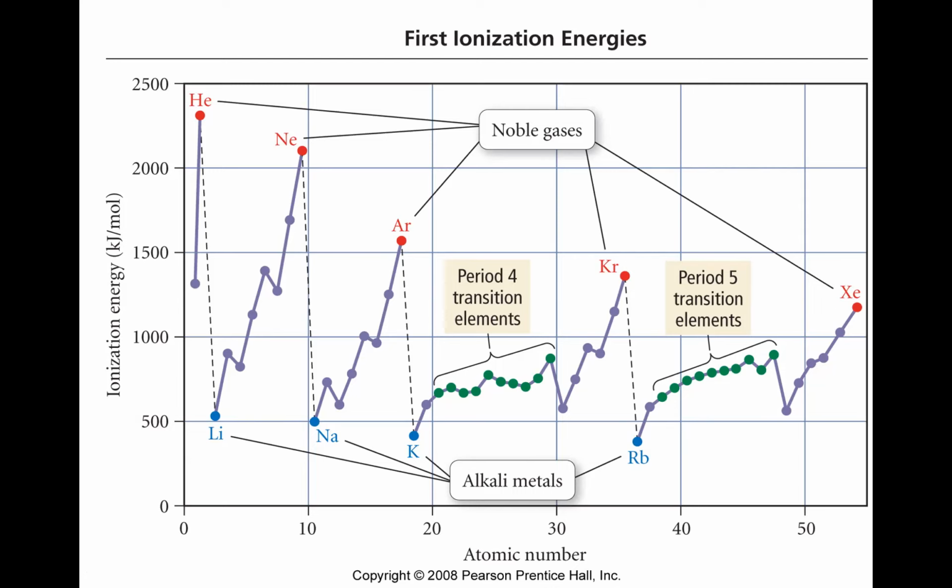Elements like the noble gases are happy. They're unreactive. They don't want to gain electrons or lose electrons. And that's why the ionization energy for them is very high. It doesn't want to lose an electron.